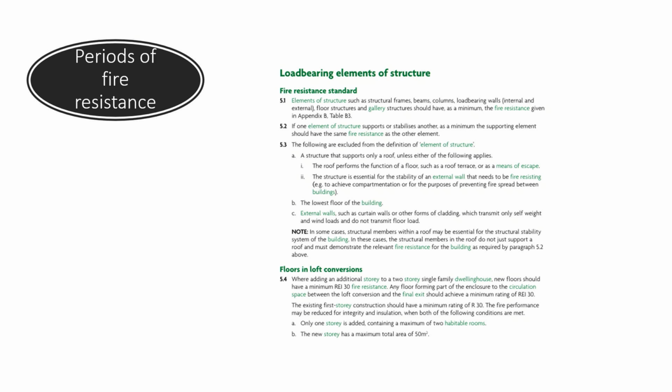In loft conversions, where you've only got one storey added, a maximum of 2 habitable rooms, and the new storey has a maximum total of 50 metres squared, rather than REI 30, the existing first storey construction can be R30. So that requirement for integrity and insulation is removed. So a lot easier to achieve. Going back to listed buildings when we're talking about loft conversions, if it has lath and plaster, and if we're applying retrospective applications to existing buildings, that removal of E and I, integrity and insulation, becomes a hell of a lot easier to achieve.